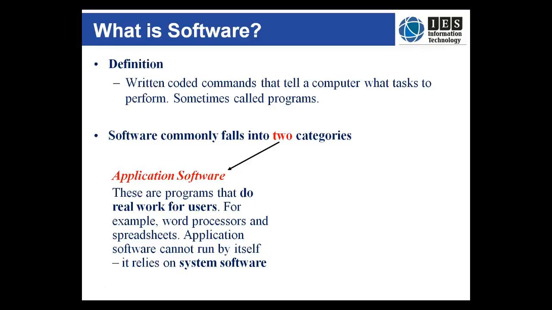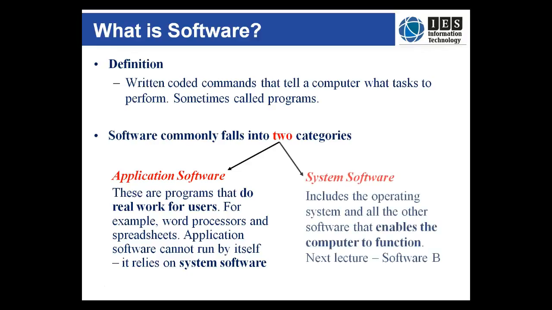Application software are the programs that do the real work for users. The more commonly used applications are word processors, spreadsheets, web browsers, and email applications. However, application software cannot run by itself. It needs the system software to interact with all the parts of the computer. System software, including the operating system and all sorts of other software that enables a computer to function, will be looked at in detail in the next lecture.